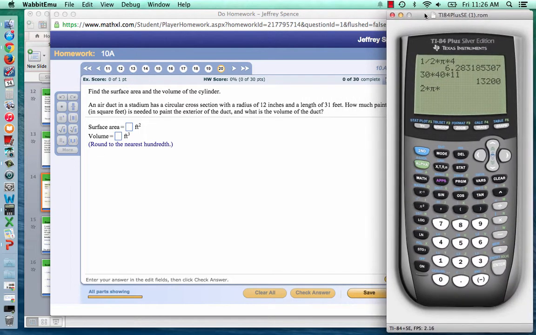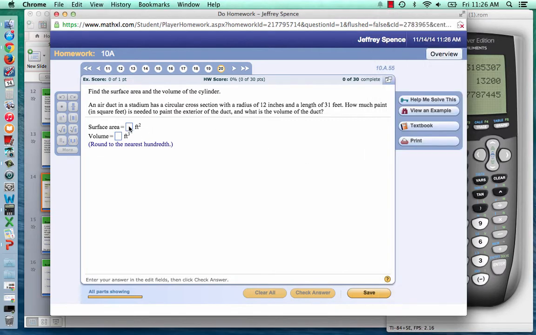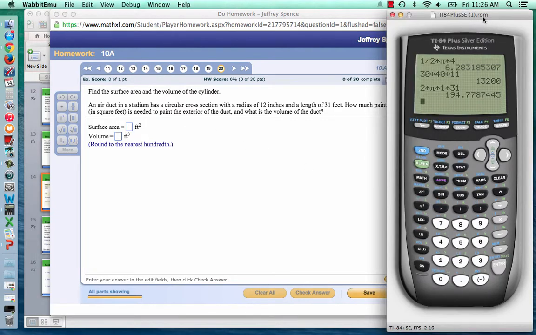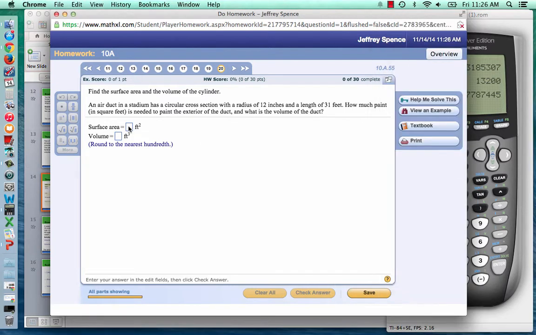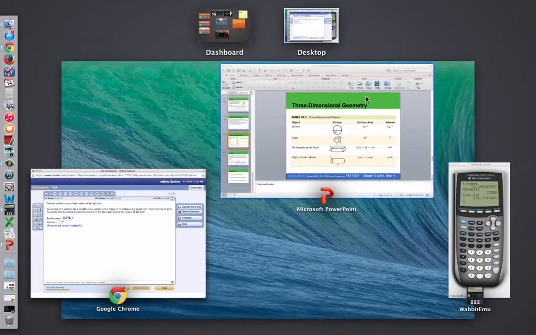Oh, and it's a length of 31 feet, and it says I want this in feet squared. So I have to convert these 12 inches to feet. When we convert inches to feet, we divide by 12, so this 12 inches is just 1 foot. That's the radius is 1 foot. And then I multiply it by the height, 31 feet, and I get 194.77 or 78. It says round to the nearest hundredth, so that's the second decimal, so 194.78 feet squared.